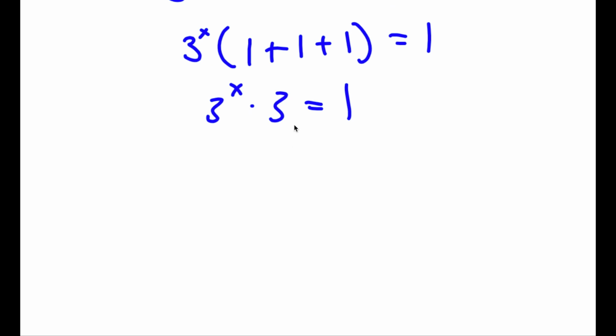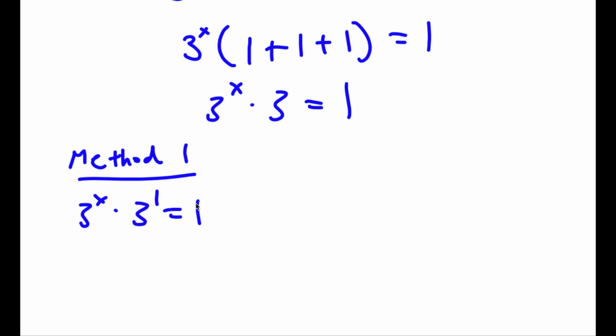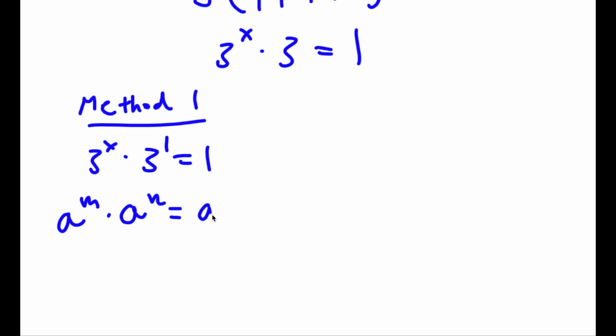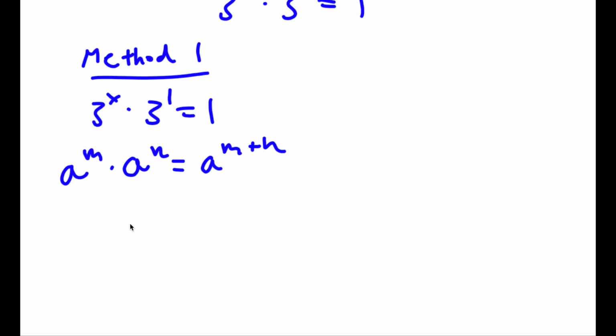And now from here, I actually have 2 methods to solving this problem. So for method 1, 3 here is the same thing as 3 to the power of 1. And if I have something in the form a to the power of m times a to the power of n, this is equal to a to the power of m plus n. So 3 to the power of x times 3 to the power of 1 is going to be 3 to the power of x plus 1. Now this is equal to 1.